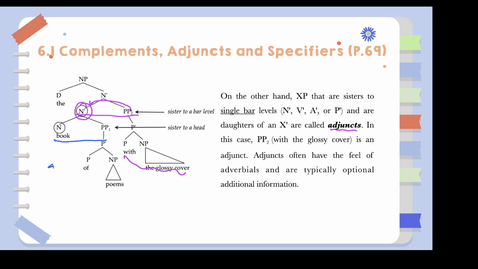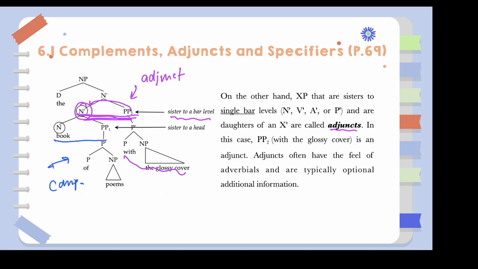Okay, so here it's just the complement, and here in the prepositional phrase, the second one, "with the glossy cover," is just the adjunct, which will be placed as a sister of the bar level, at the same level. As you can see, it is a different level from our head.